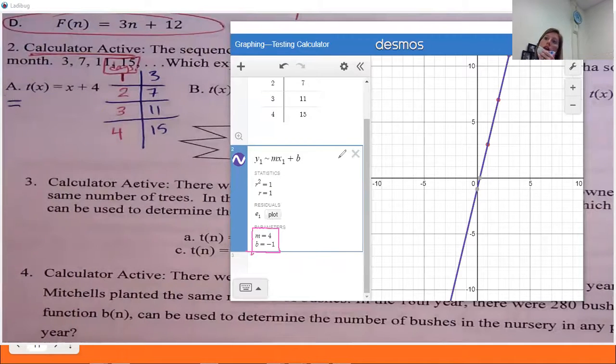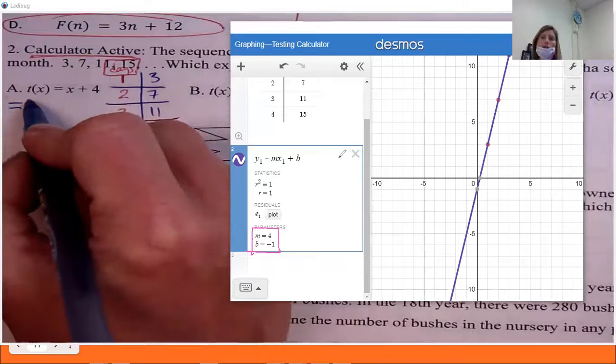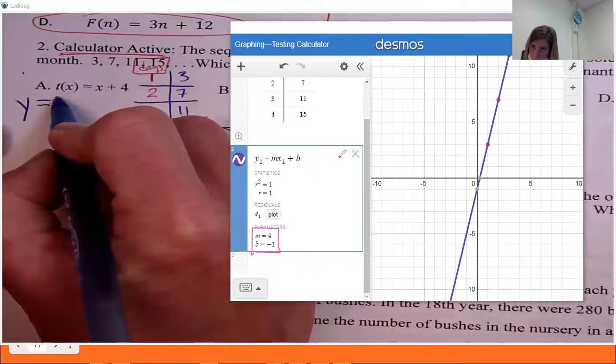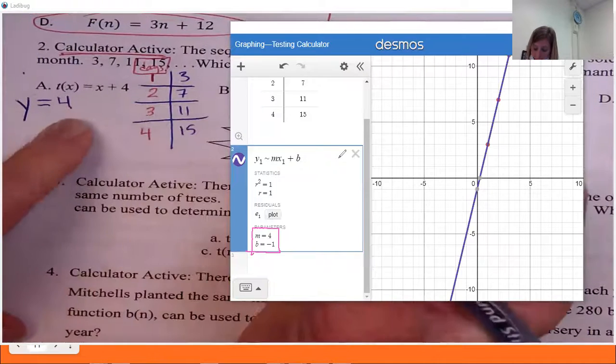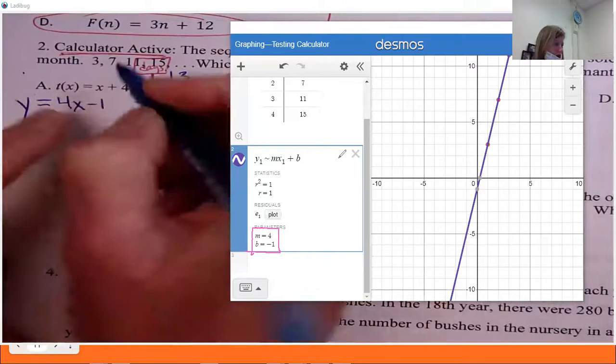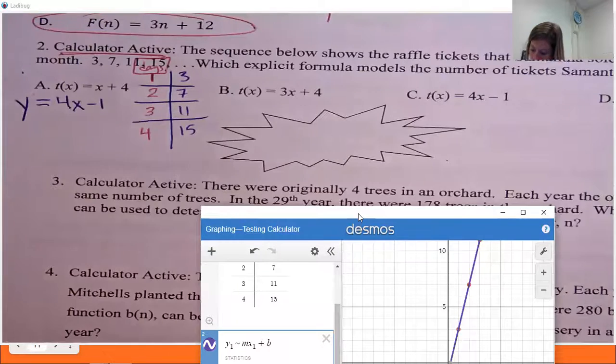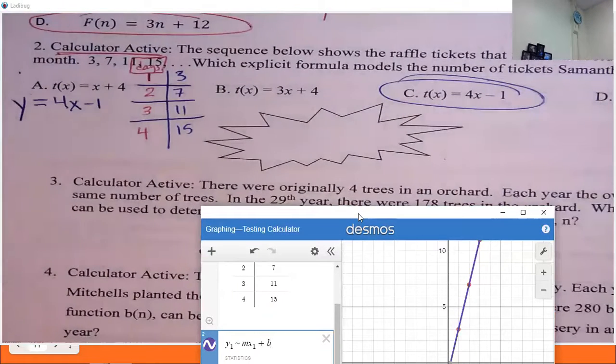What's your slope? 4. So how do I write that? I write y equals, what would I write? Liam, what's my slope? And I have to put a what beside of it? X and then minus 1. Y equals 4x minus 1. Will, what answer choice does that match? That matches answer choice C.